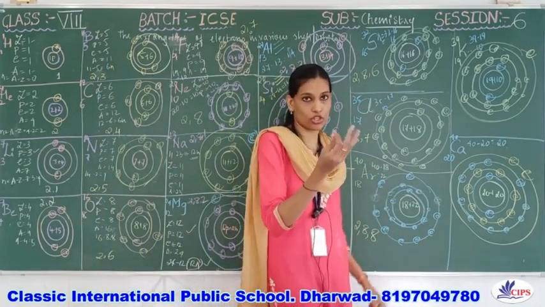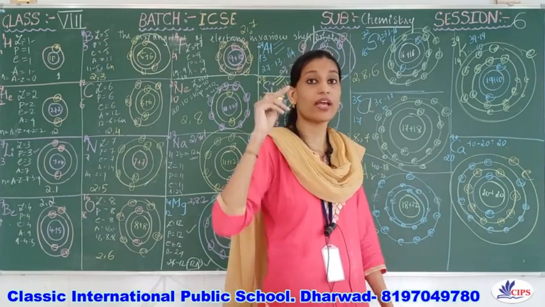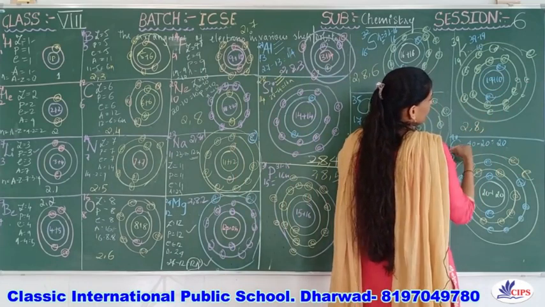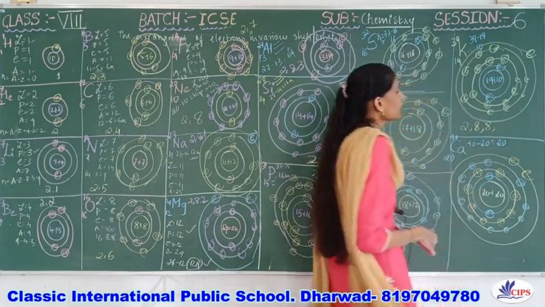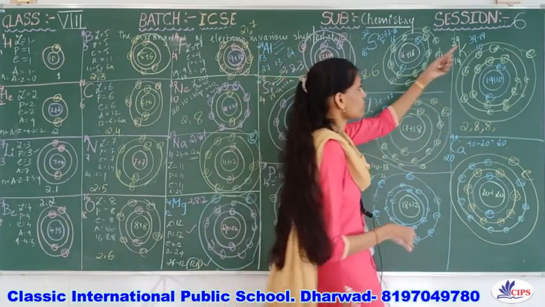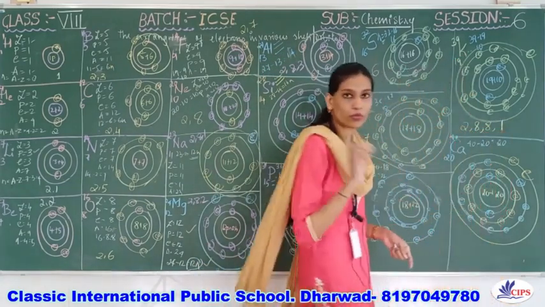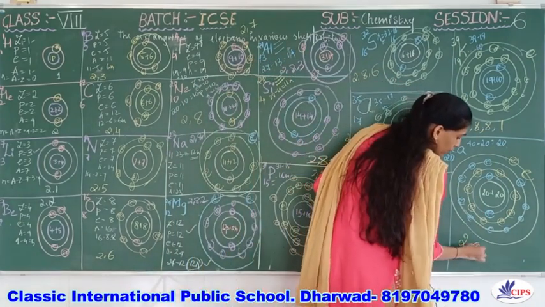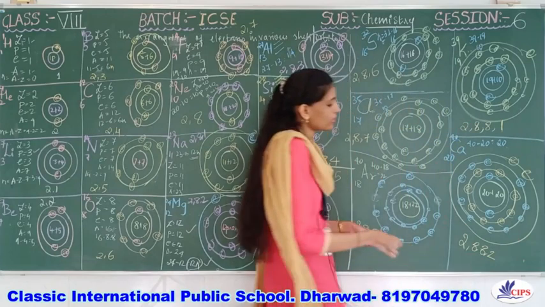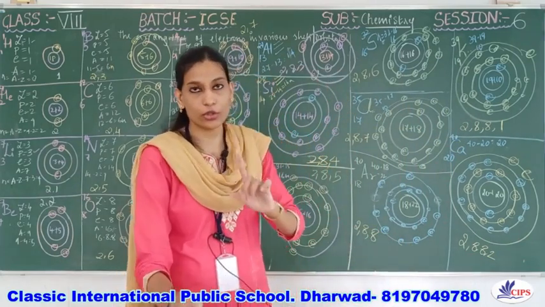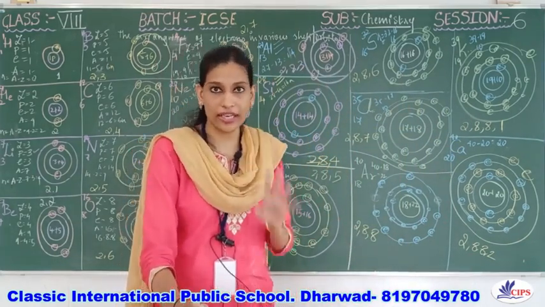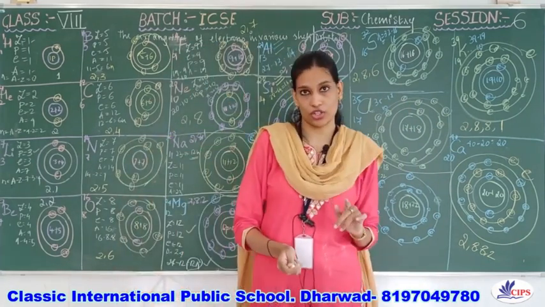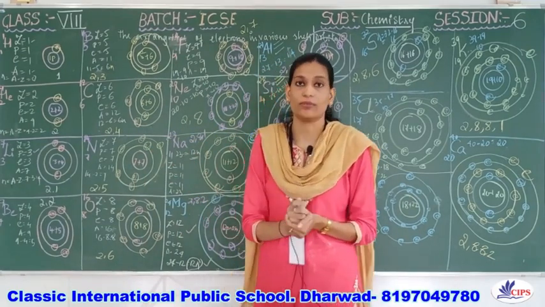Next, electrons will go to the next shell: K, L, M, N. It goes to N shell now. So it is 2, 8, 8, 1: K is full, L is full and M is also full, and the last one, 1 electron, will be in the next shell. And similarly, 2, 8, 8, 2. This is the electronic configuration. Okay. This is about the electronic configuration.